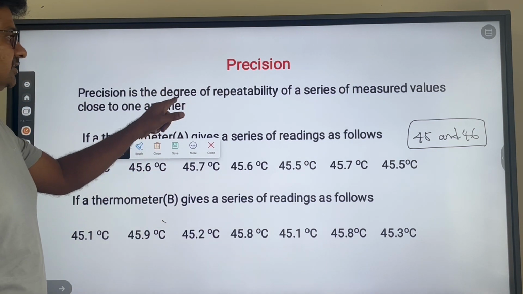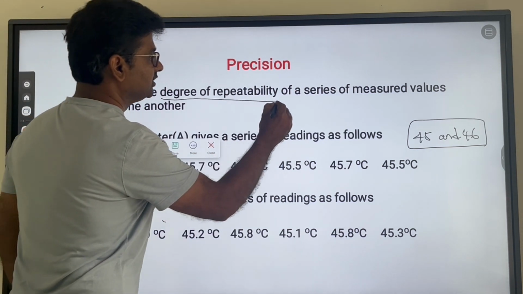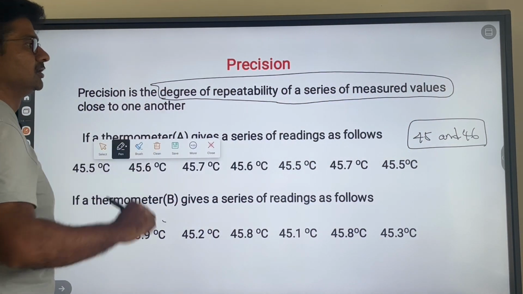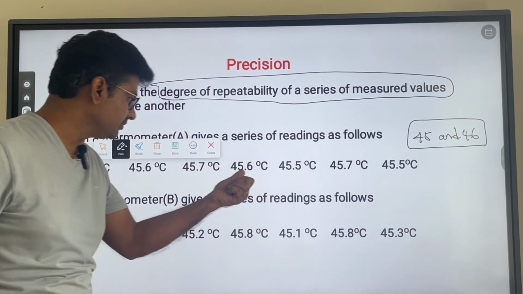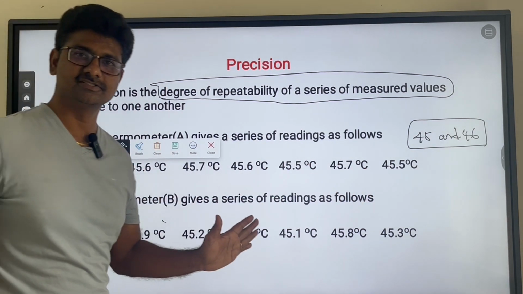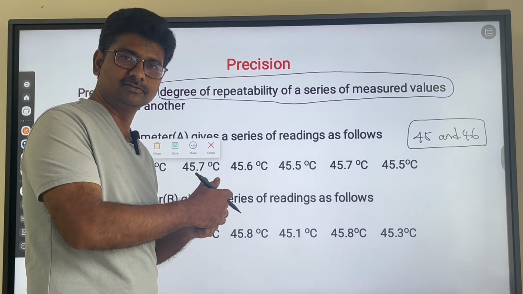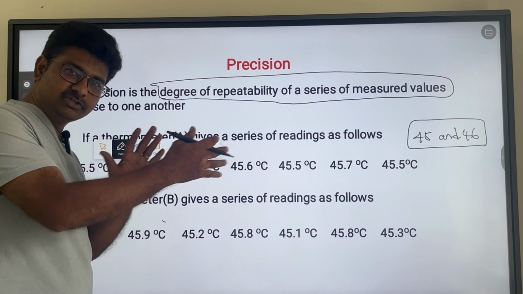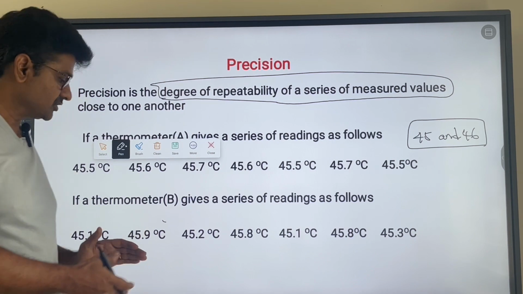So, what do you mean by precision? The repeatability of a series of measured values. The degree of repeatability of a series of measured values. If you look at this, the degree of repeatability here is more, but the degree of repeatability here is less. That is, for the values measured with the same measuring instrument in a series, even though you are getting values within a range of 45 to 46, the values are changing drastically.